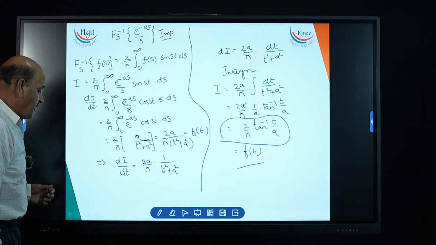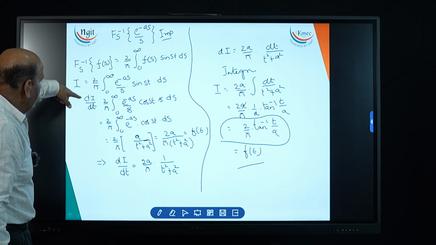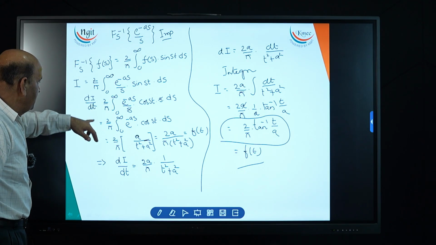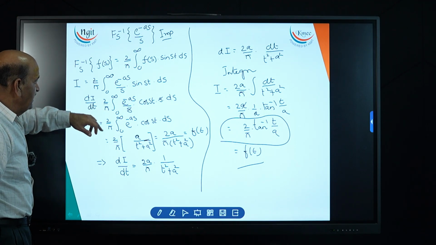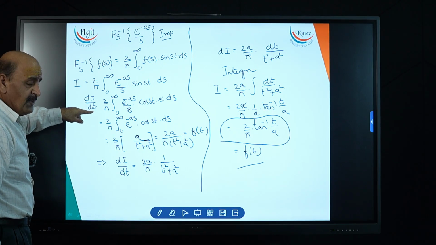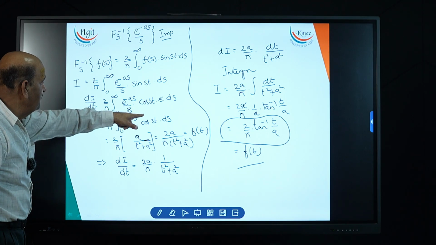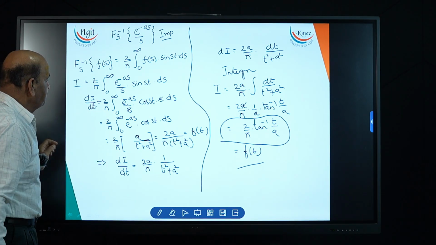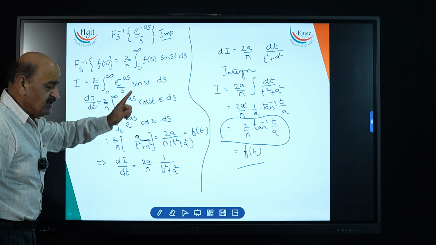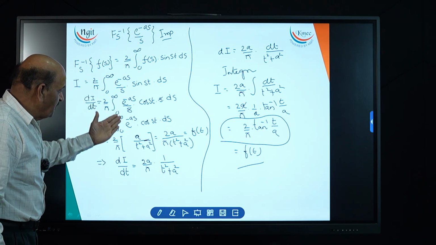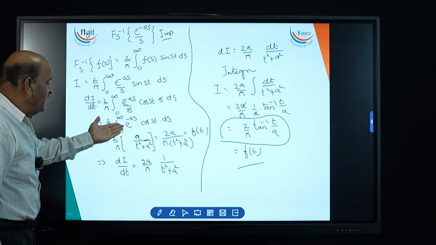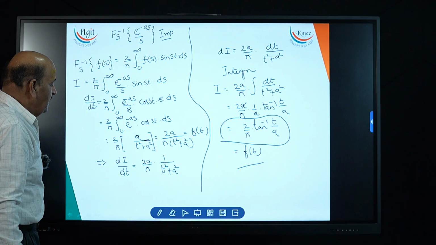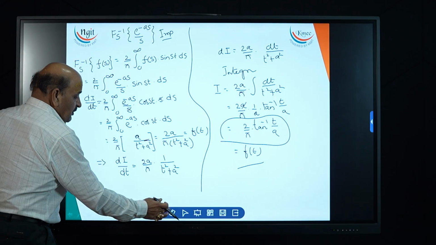Now just look here, whenever there is an s variable in the denominator, differentiate the integral with respect to t, then the s variable will come out. Then this s will be cancelled. Then the remaining process is the same, just applying the formula, just integrating both sides. Okay. Now let us go for another problem.